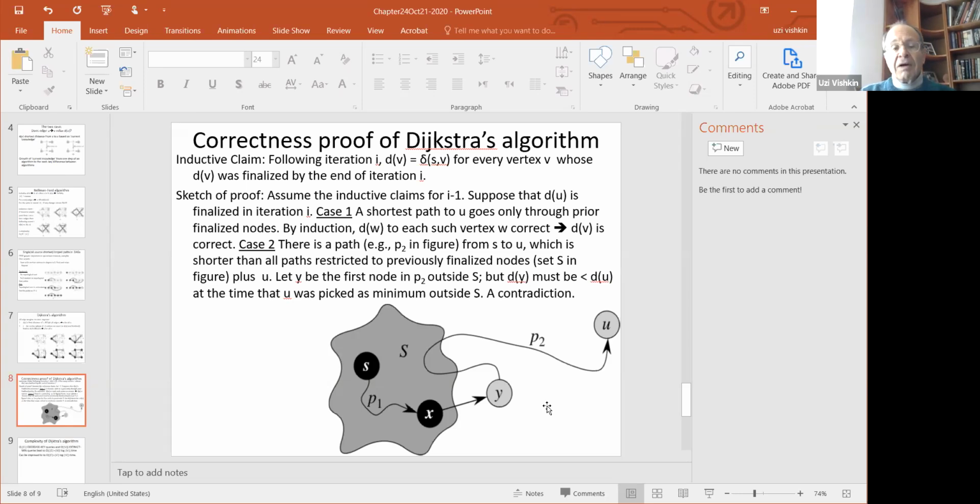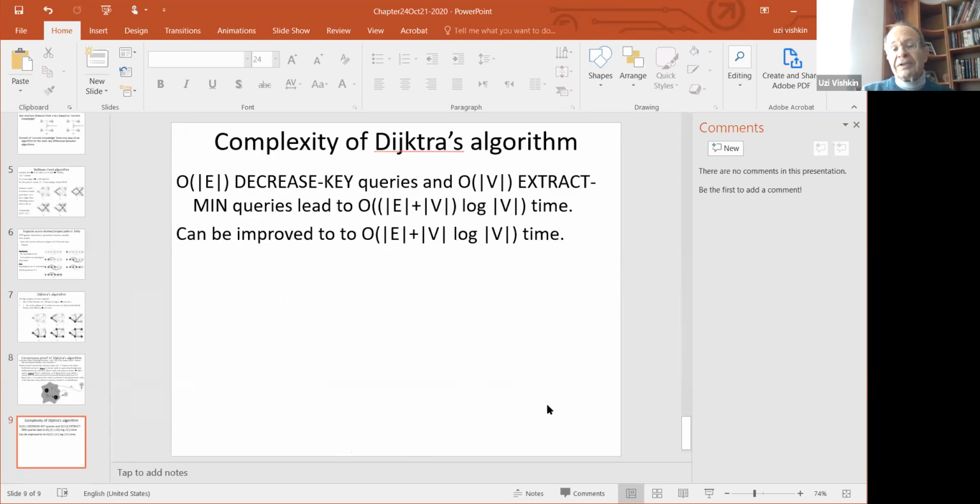Okay, if not, I will proceed now to the complexity argument. In the complexity argument, the reason that it is so short is because I'm going to reduce everything here to data structures that we have seen before.